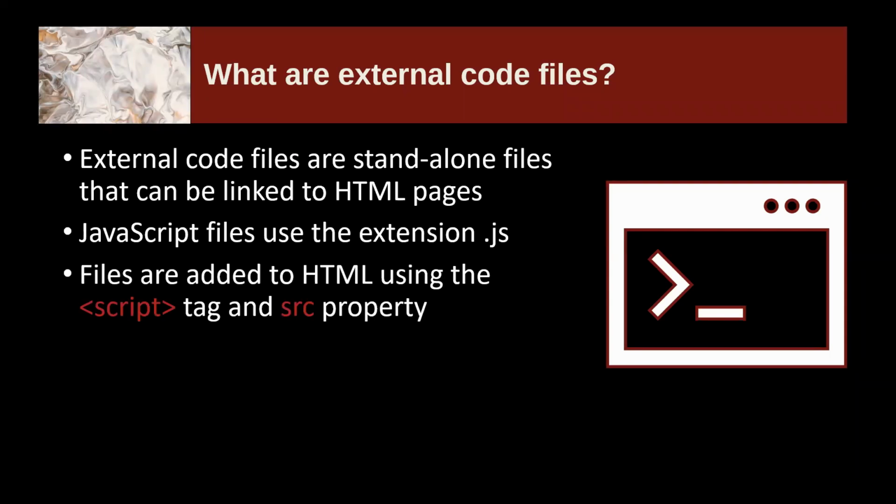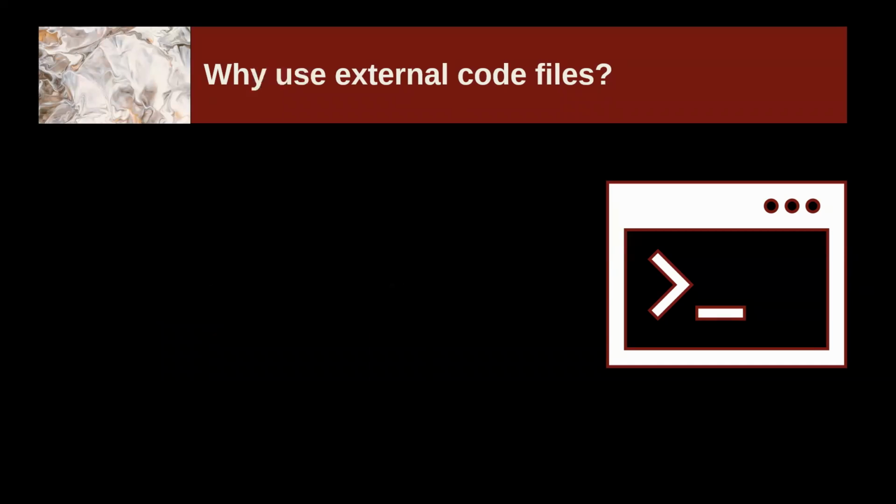Those files are added to HTML, not using the link and the href like you do with CSS, but using the script tag and then the source property within the script tag. So we've been using the script tag down at the bottom of our pages and then explicitly putting our code in there. You can also use that script tag with the source property, which we haven't done yet, and we'll see that in a second. You can use that source property to just point to an external file rather than putting all of your script in between the open and close script tags.